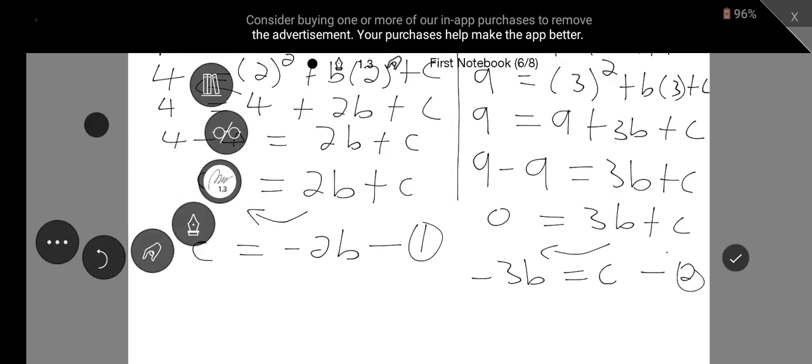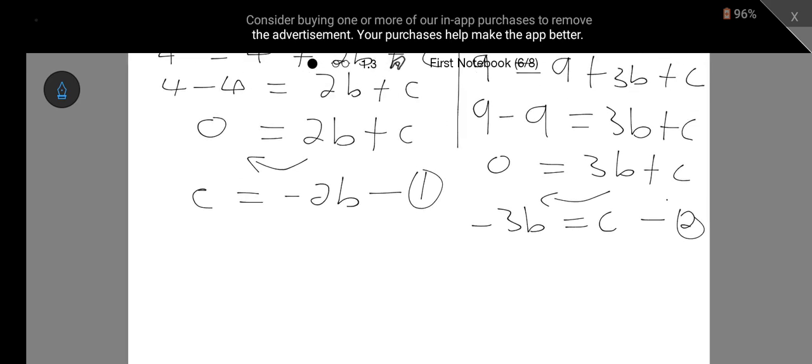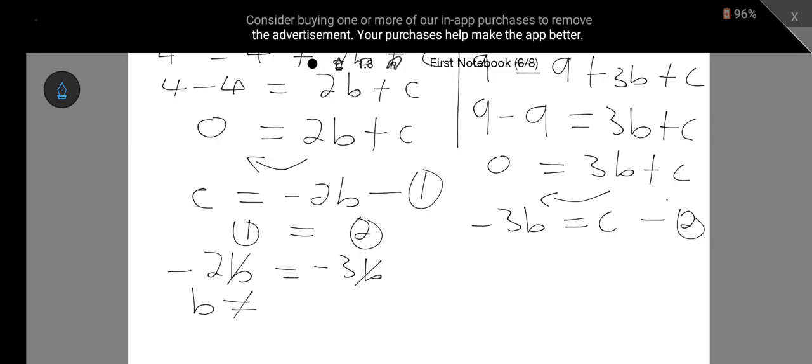Now, what we can see here is that C is equal to negative 2B and C is equal to negative 3B. So we can equate the two. We can say that equation 1 is equal to equation 2. Then negative 2B is equal to negative 3B. From this, we can see that the two variables cancel each other and the solution is lost. This means that we don't have the value of B in this case. We don't have the value of B and we don't have the value of C.